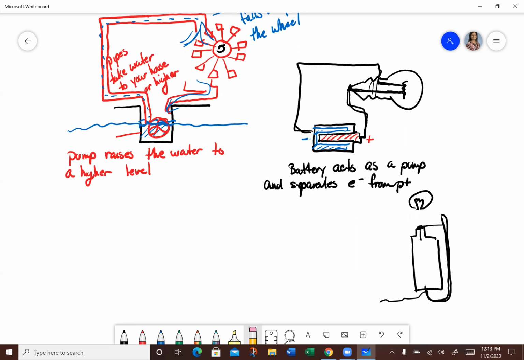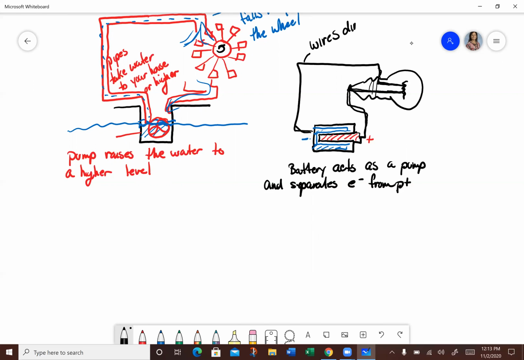So what I would like to do now is to put some definitions to what we saw here. So I said that the battery acts as a pump and separates electrons from the protons. The wires are simply there to direct, right? Just like the pipes take water to your house or a higher level. The wires do the same thing over here. Wires direct electrons to where you want them.